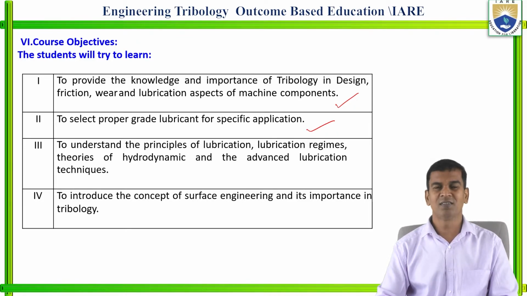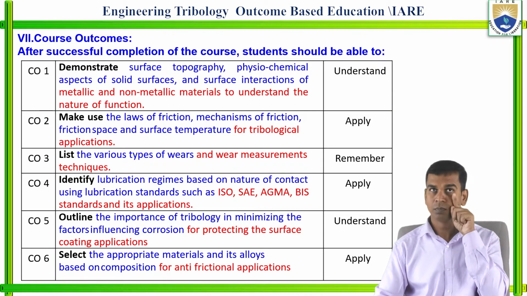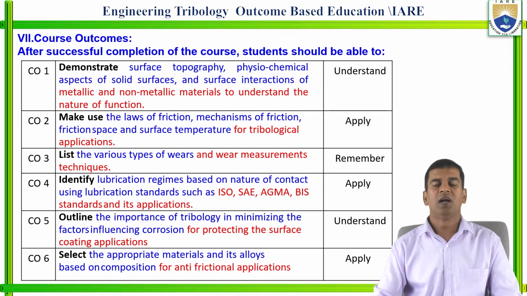Next, we will discuss the course outcomes. After the successful completion of the course, students will be able to understand what outcomes come from this subject called engineering tribology. The first outcome is that the student will be able to demonstrate the surface topology, physical and chemical aspects of solid surfaces, and surface interaction of metallic and non-metallic materials to understand the nature of function.